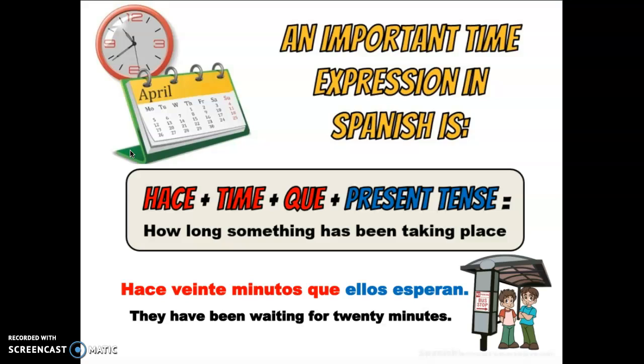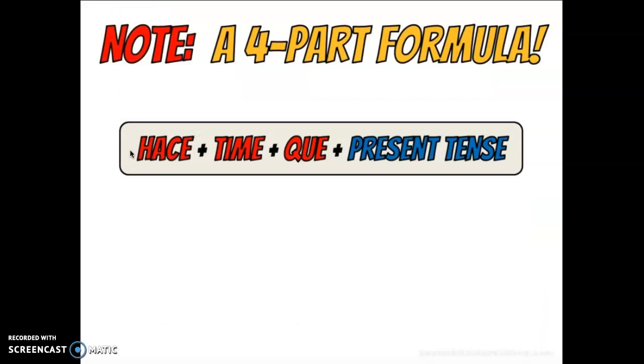So in order for you to create the sentences for hacer plus time plus que, follow this formula. It's a 4-part formula. First part is use the tú form of the verb hacer. Hacer is an ER verb. We're going to just use the tú form of that verb, and that form is hace. Okay? So we use hace plus a time.